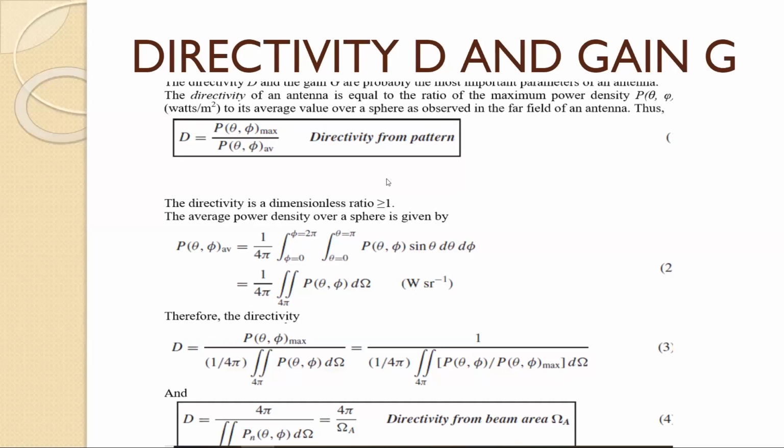Next in your notebooks, the denominator. What is the denominator term here? P of theta comma phi average is the denominator. Now we are developing the equation for the denominator term. What does average mean? Over the overall sphere. So P of theta comma phi average equals 1 divided by 4 pi, double integration, theta equal to 0 to pi.